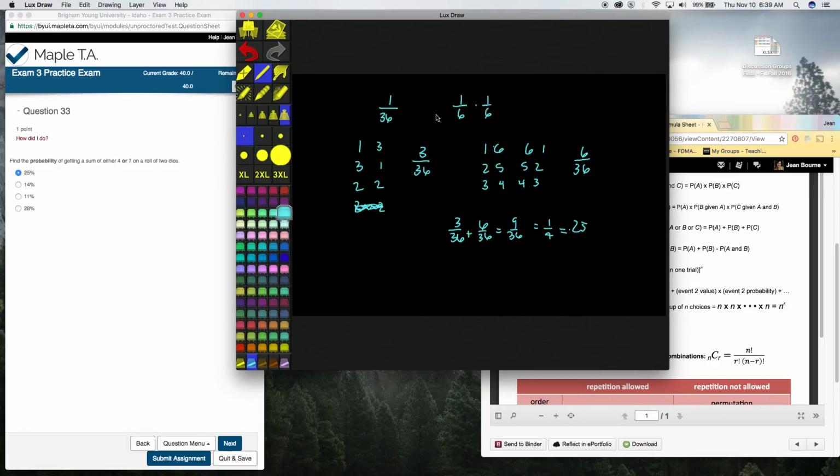Okay, so just remember these rules, that if you're rolling 2 dice, you have 1 out of 36 chance of getting any combination.